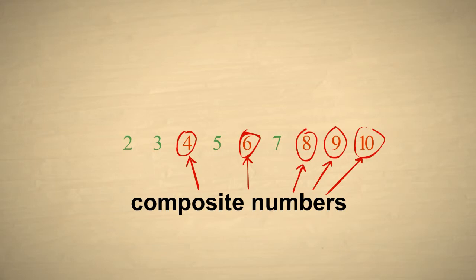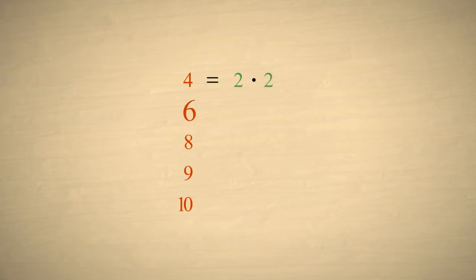All composite numbers can be broken down into a product of prime numbers. For instance, the composite number 4 is the product of the prime number 2 times itself. 6 is a product of the primes 2 and 3. 8 is 2 times 2 times 2. 9 is 3 times 3. And 10 is 2 times 5.